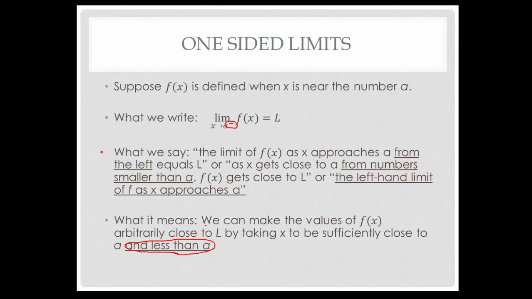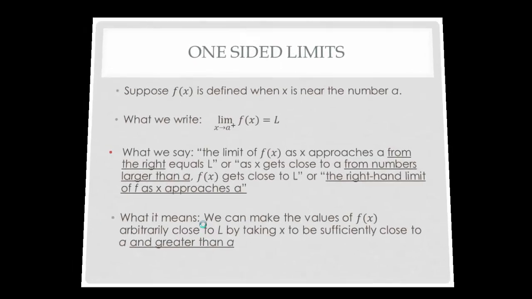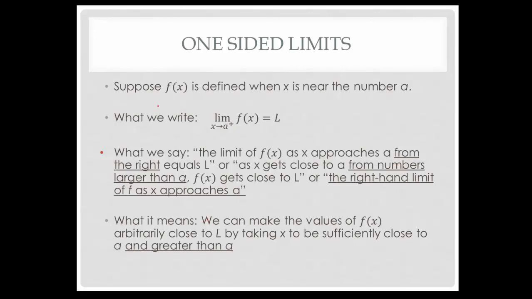So if we have a left-hand limit, chances are we also have a right-hand limit. So again, we're going to put a plus in the superscript this time. And what we say with that is that the limit of f of x as x approaches a from the right equals L, or as x gets close to a from numbers larger than a, because you're coming at it from the right-hand side. And when you come at something from the right-hand side, you're coming at it from numbers larger than itself. Or we can just say it's the right-hand limit of f as x approaches a.